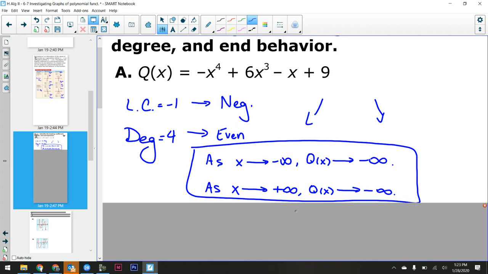This says, again in English, as x decreases, the function decreases, the y value decreases. As x increases, the function decreases, the y value decreases. Let's try that again.